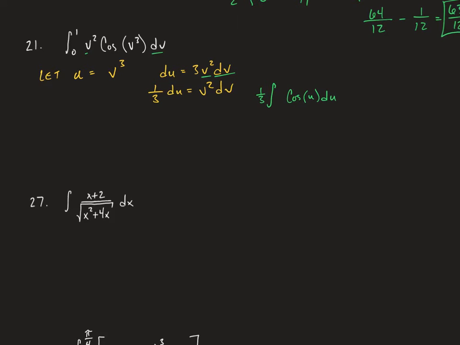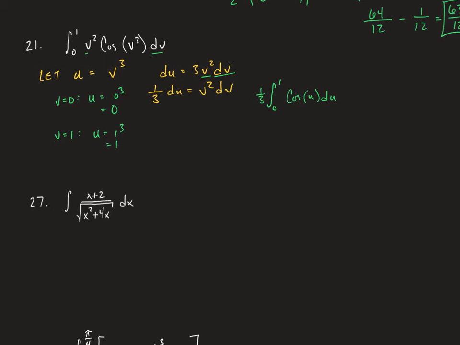Well, if v is equal to 0, u is equal to 0 cubed, so it's still 0. And what if v is equal to 1? Well, u would be equal to 1 cubed, which would be 1. So our bounds haven't changed, but we did still have to consider that.